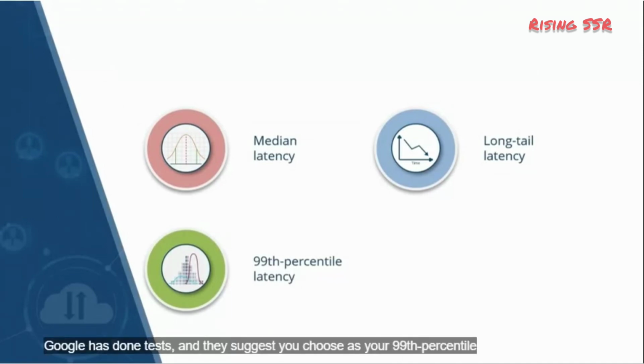Google has done tests, and they suggest you choose as your 99th percentile latency nothing larger than 3 to 5 times what the average latency is. So for example, if a service's average latency is 500 milliseconds, then you should choose a cutoff for long-tail latency somewhere between 1.5 seconds and 2.5 seconds.